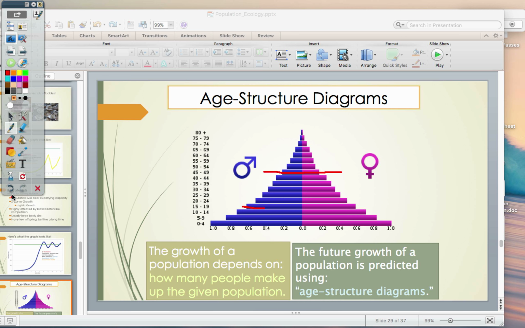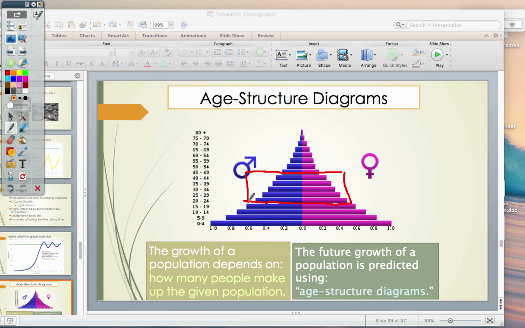I'm wanting to go to 24. What is this range? Somewhere about here. The 20 to 24 range. So this is the range in which we have reproductively able members of our population. If we look at this, we see that this is a huge bulk of our population. These are the ones that are actively reproducing, making more members of our population.